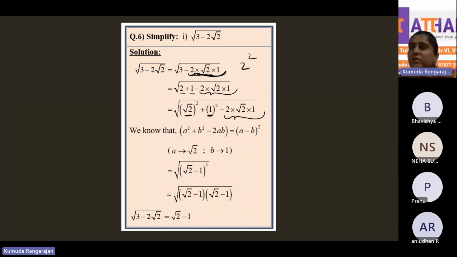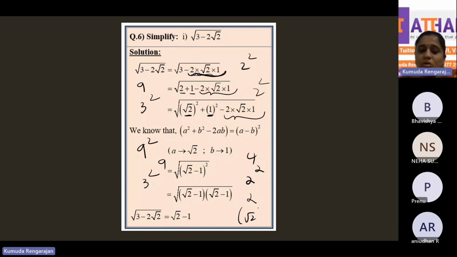You cannot write 2 as 2 square. That will become 4. Don't write 2 as 2 square. Like if you have 9, write it as 3 square. Don't write 9 as 9 square, that you're changing the value. If you have 9, write it as 3 square. If you have 4, you write it as 2 square. If you have 2, write it as root 2 the whole square.